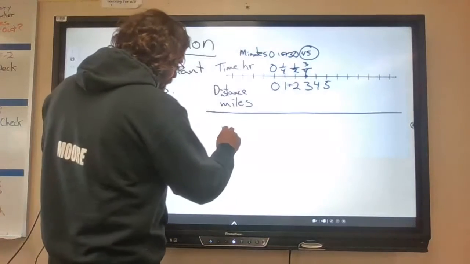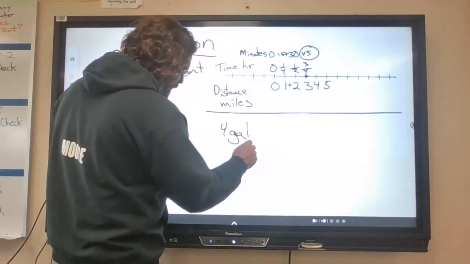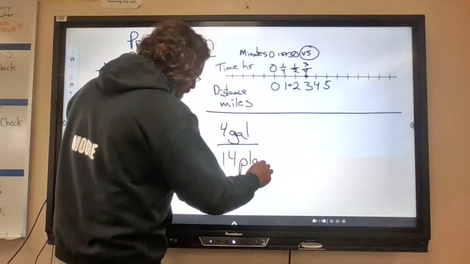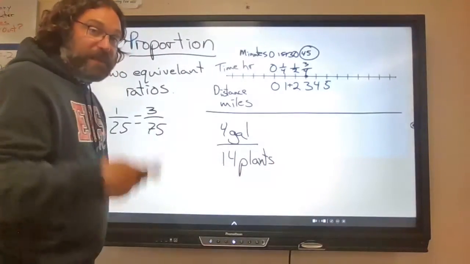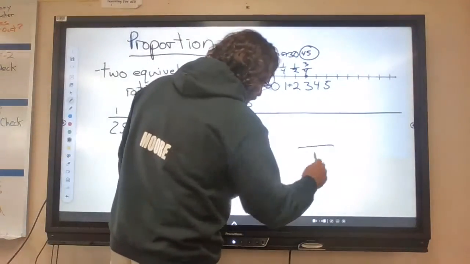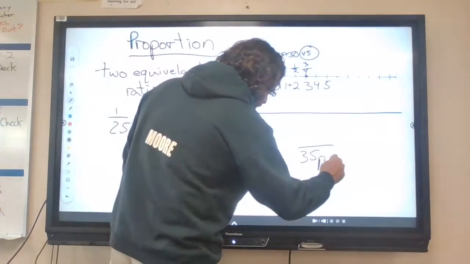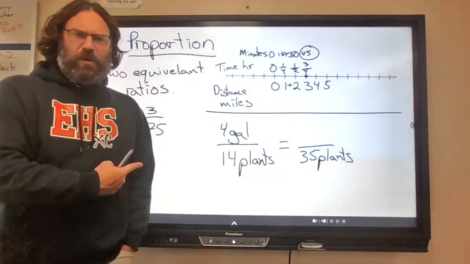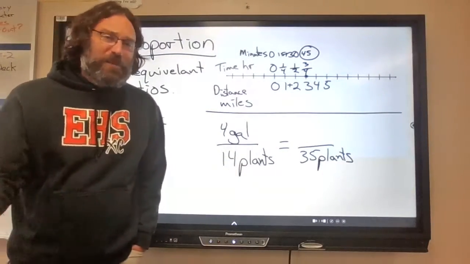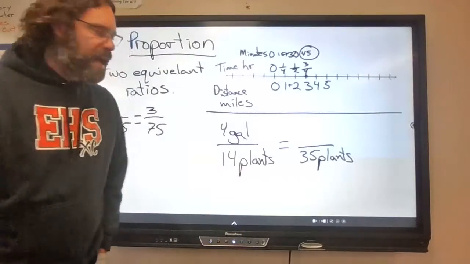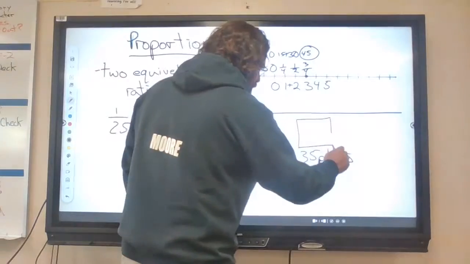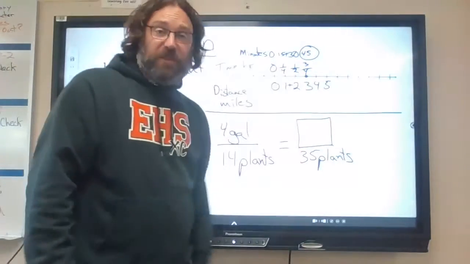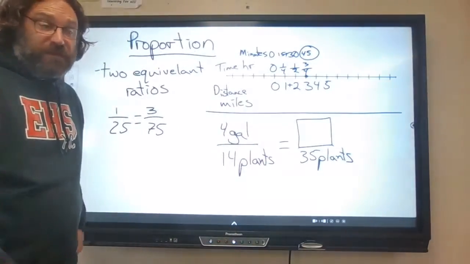Farmer goes out and he discovers it takes 4 gallons of water, okay, to water 14 plants, okay? But then they ask us in the problem, what would it take for 35 plants, okay? For starters, a lot of you are going, wait a minute, Mr. Moore automatically put that into a proportion. Exactly. Because if I know how much it takes to work in a smaller amount, I should be able to figure out what it takes to do a larger amount.